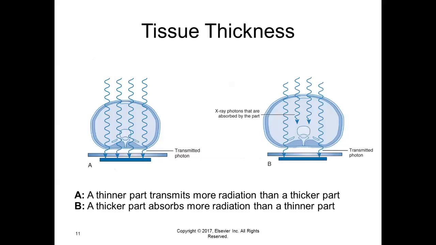Here's another illustration of tissue thickness and how it affects transmission. So in illustration A, you've got a thinner part transmitting more radiation. In illustration B, you've got photons being absorbed, fewer of them transmitting. So more attenuation is happening on B because it's a thicker part.